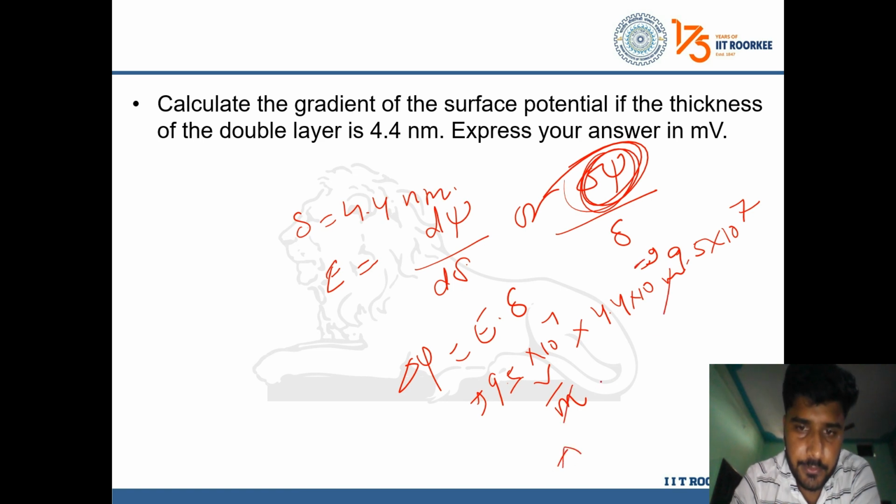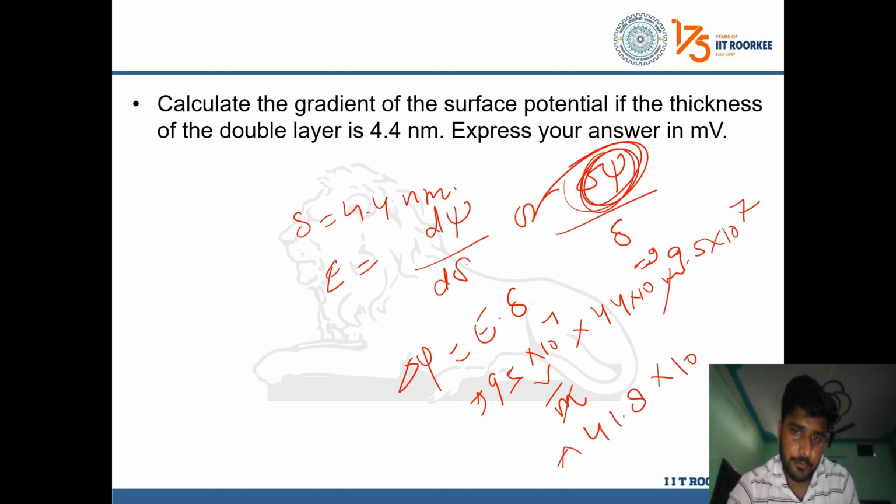Okay. So you will get the answer in volt. 9.5 multiplied by 4.4 will be 41.8 and 10 raised to minus 2. This will be volt, and 41.8 × 10^-2, converting into millivolt, you will get 41.8 into 10.